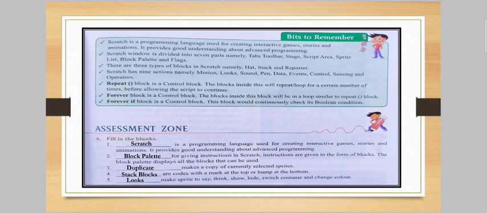Next, dash gives instructions in Scratch: Block palette. Next, dash makes a copy of currently selected sprites: Duplicate. Stack blocks are blocks with a notch at the top and a bump at the bottom. Next, Looks blocks make the sprite say, think, show, hide, switch costumes, and change color.